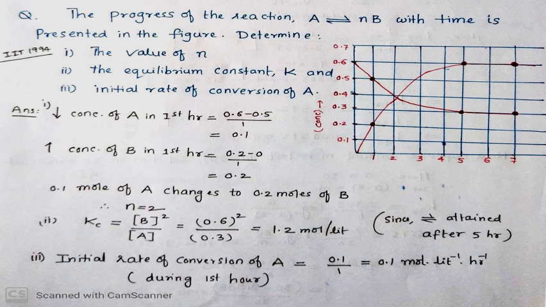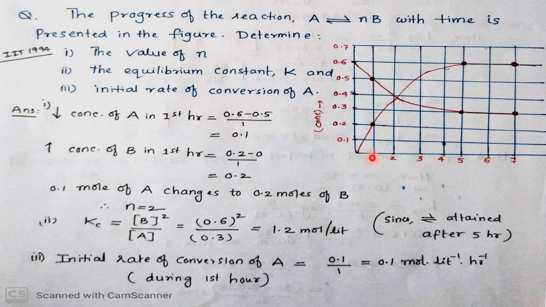Yes, the progress of the reaction A equilibrium nB with time is presented in the figure. Determine the value of n, the equilibrium constant K, and the initial rate of conversion of A. First one, value of n. Check here. This is the time actually. I forgot to mention it here.